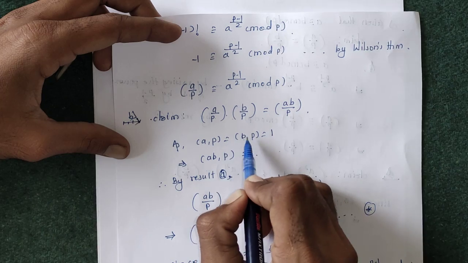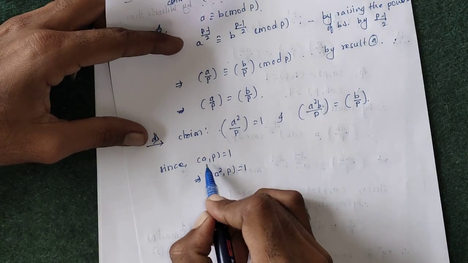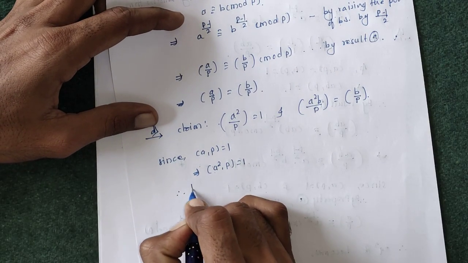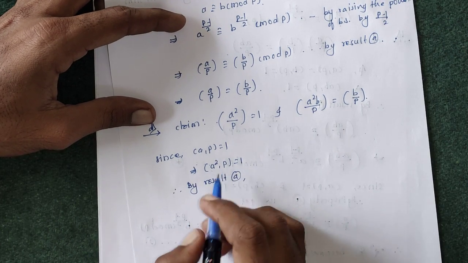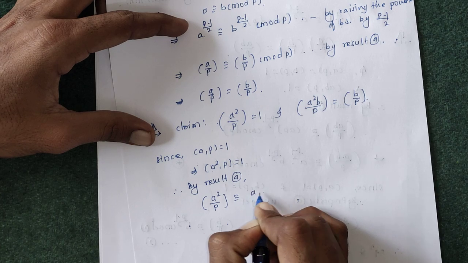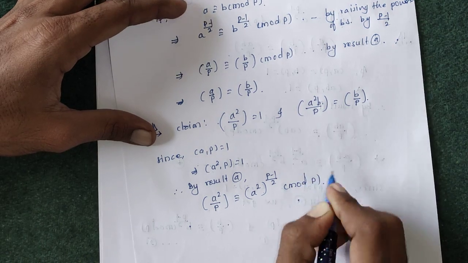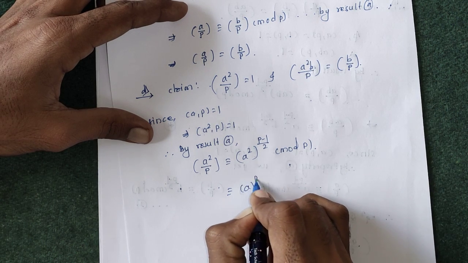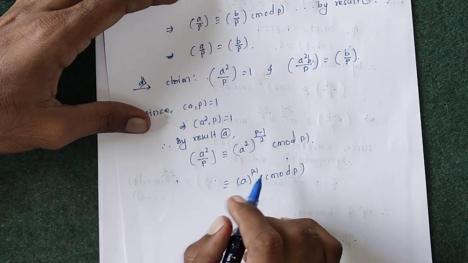If GCD of a and m is equal to GCD of b and m is equal to 1, then GCD of ab with m is equal to 1. Here a is equal to a and b is equal to a, then ab is a square. So GCD of a square with p is equal to 1. Therefore, by result A, we can write a square to the power Legendre symbol of a square by p is congruent to a square to the power p minus 1 by 2 under modulo p. Just simplifying this, we will get a raised to p minus 1 under modulo p.